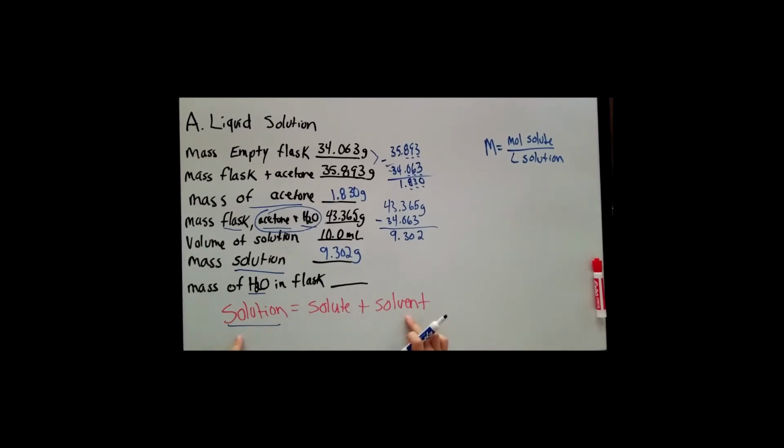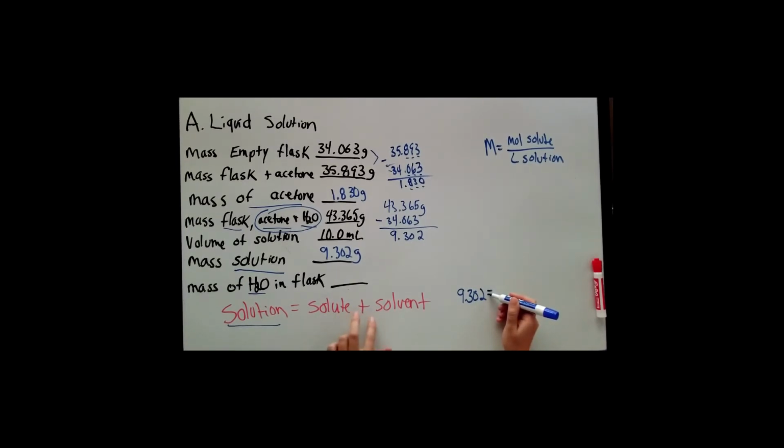Well, I have the equation down here, right? Solution is equal to solute plus solvent. So I know what my solution is. It is 9.302. So let me just plug in those numbers. 9.302, that's my solution. That's going to equal solute plus solvent.